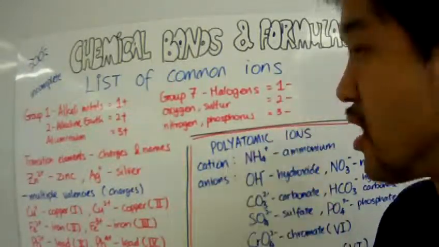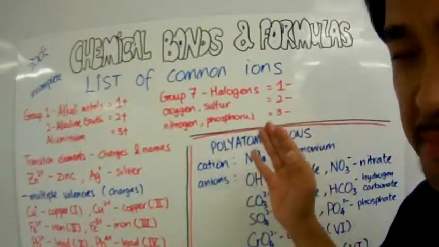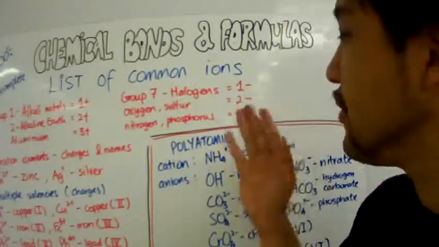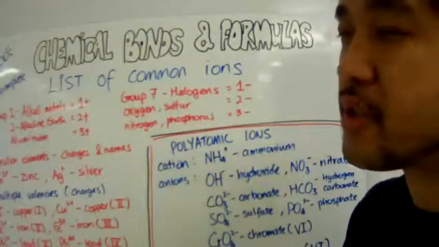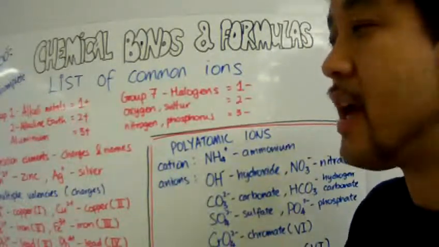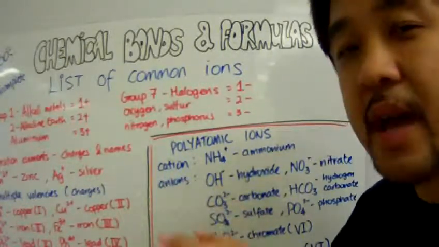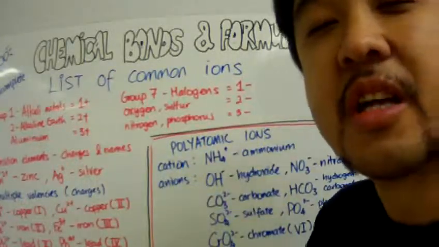Nitrogen and phosphorus have a 3- charge. Now we're going to go into something different. We're going to talk about elements that are in the valley of the periodic table, the transition elements.